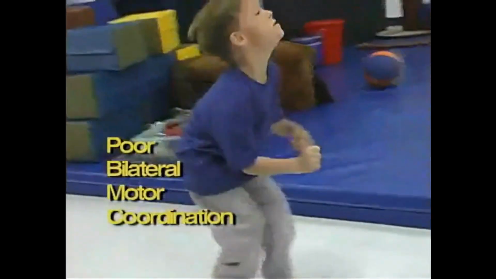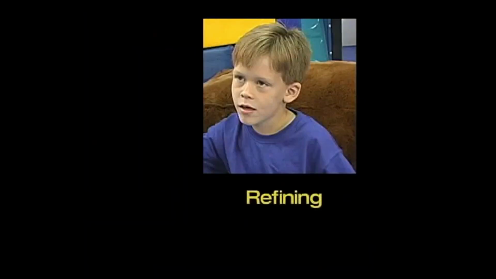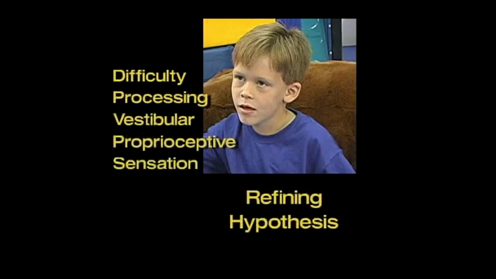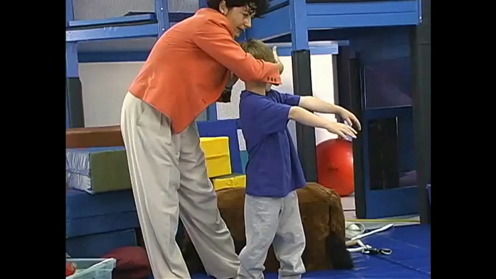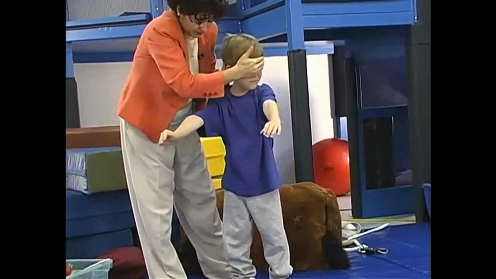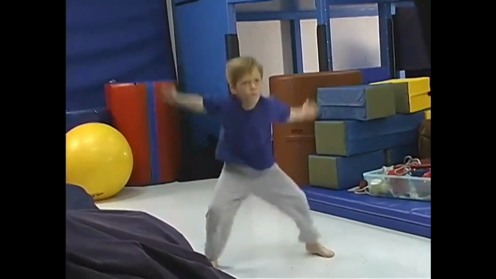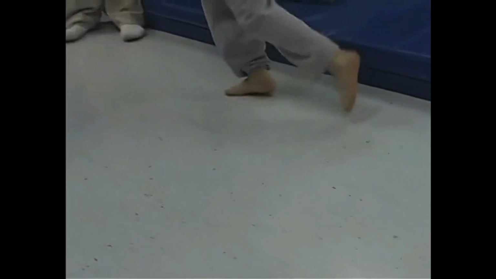Very good. And now what I'm going to do is I want to play ball with you. I'm now refining my hypothesis about this child. I'm wondering if this child has difficulty processing vestibular proprioceptive input because he exhibits poor extension against gravity, poor postural control, poorly dissociated movements, and difficulty performing jumping jacks and skipping.